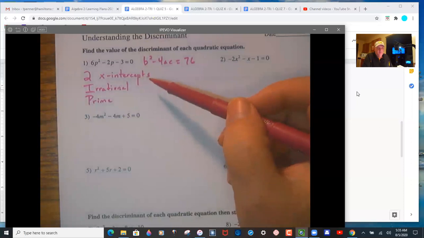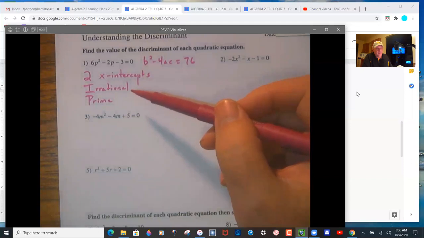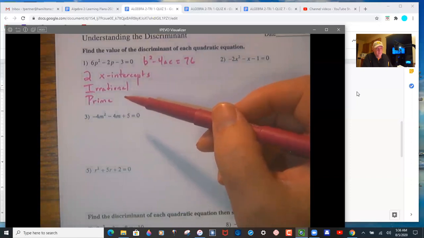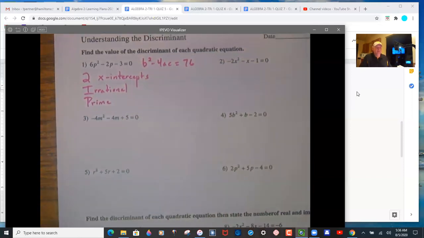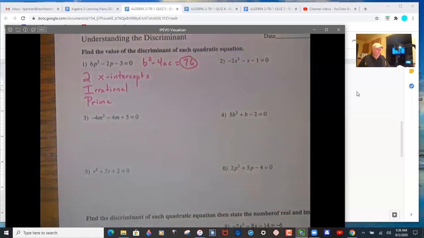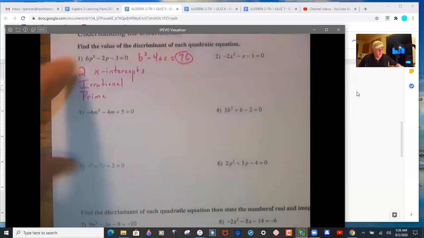For the first part, it's 2, 1, or 0 x-intercepts. The second part, you say rational or irrational or imaginary. There's three possibilities. And then for the third step, it's either prime or factorable, depending on this. What we want is for that value to be a positive perfect square, so that we can square root it nicely. When that happens, this is rational and factorable. And if this is 0, then you have one x-intercept.